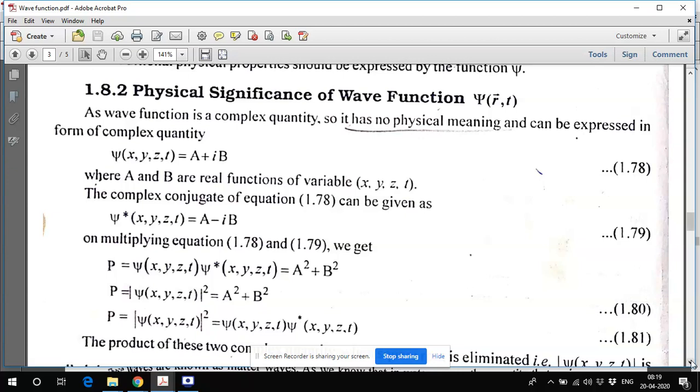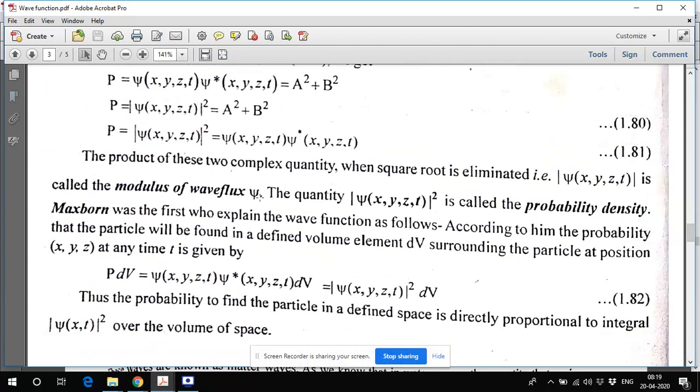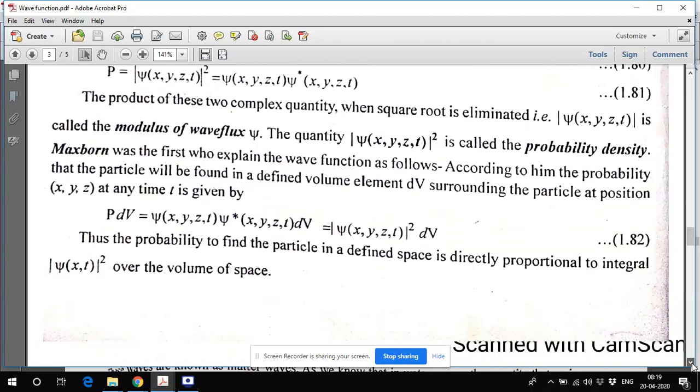This P is actually known as the probability density, which is given by ψ multiplied with the complex conjugate of ψ, so |ψ|² is the P. If you integrate this with respect to the volume element, P dV, where dV means the whole volume element, then the quantity |ψ|² dV is known as the probability to find the particle in a defined space, and it is directly proportional to the integral over the space.